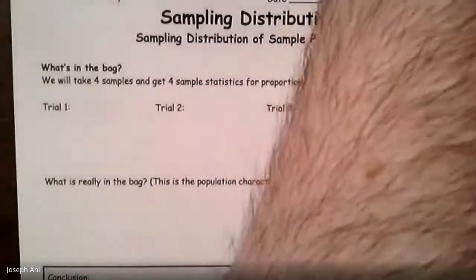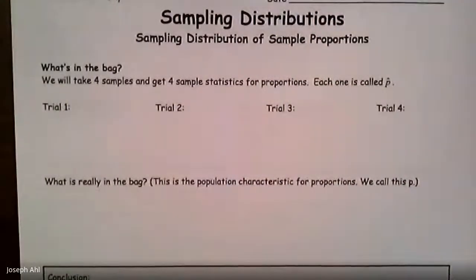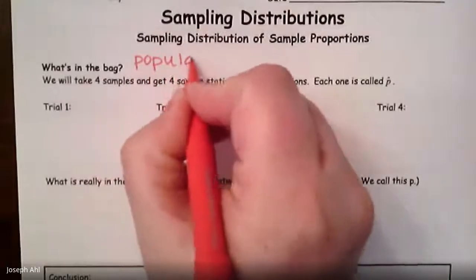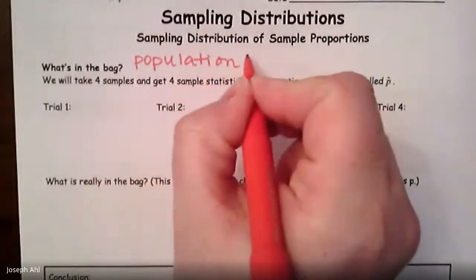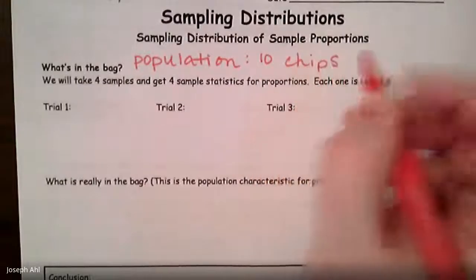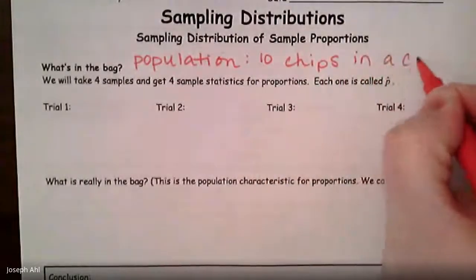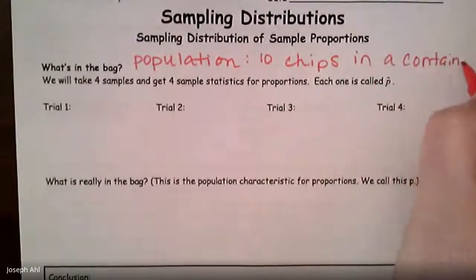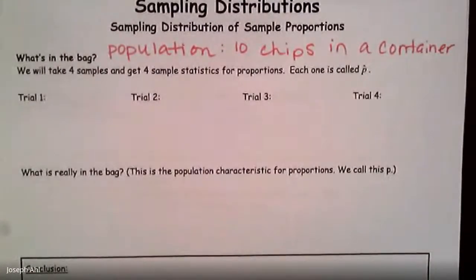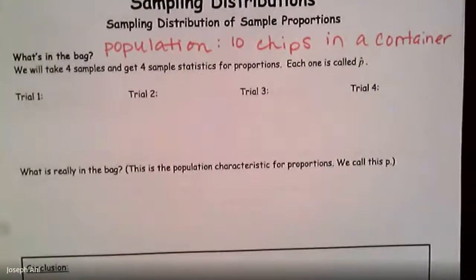So what we're going to say at the top here is that the population is that we have 10 chips in a container. Okay, so like I said, you would pick one chip out, you would kind of note what color it was, and then you would go from there.